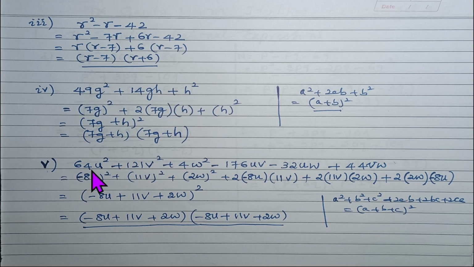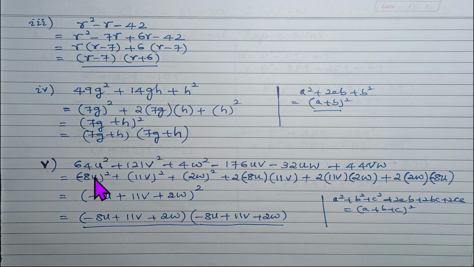Now here we are given 64u square plus 121v square plus 4w square and minus 176uv minus 32uw plus 44vw. Now if you look at this example, here we have a square term, here we have again a square term, and here also we have a square term. That means 3 square terms are there. Therefore 100% the identity, possibly, would be the (a plus b plus c) whole square form. So therefore let us see.